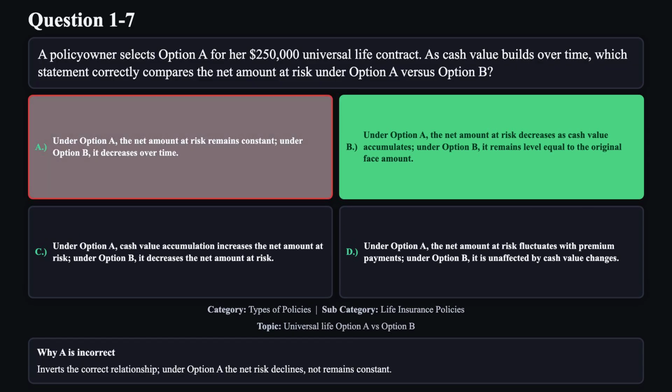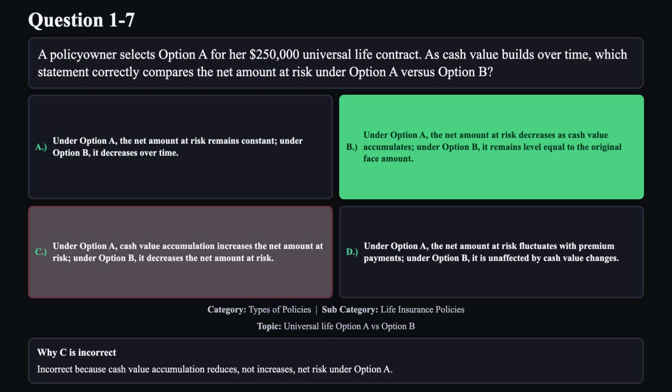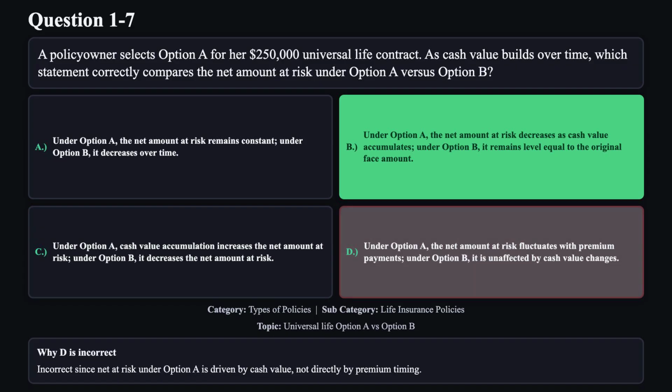Reason A is not correct. Inverts the correct relationship. Under option A, the net risk declines, not remains constant. Reason C is not correct. Incorrect because cash value accumulation reduces, not increases, net risk under option A. Reason D is not correct. Incorrect since net at risk under option A is driven by cash value, not directly by premium timing.